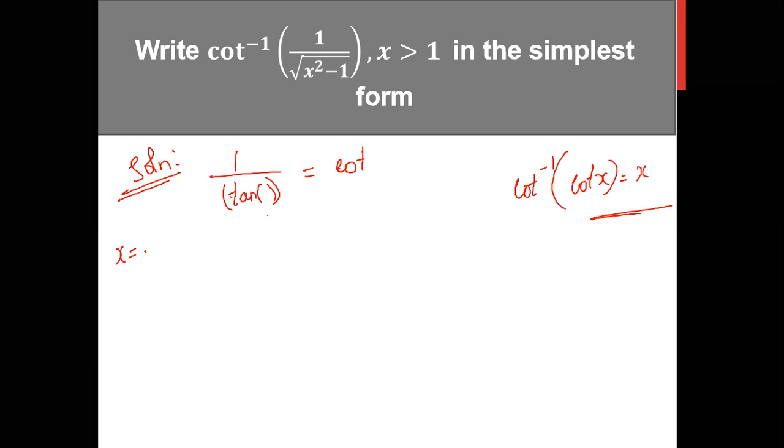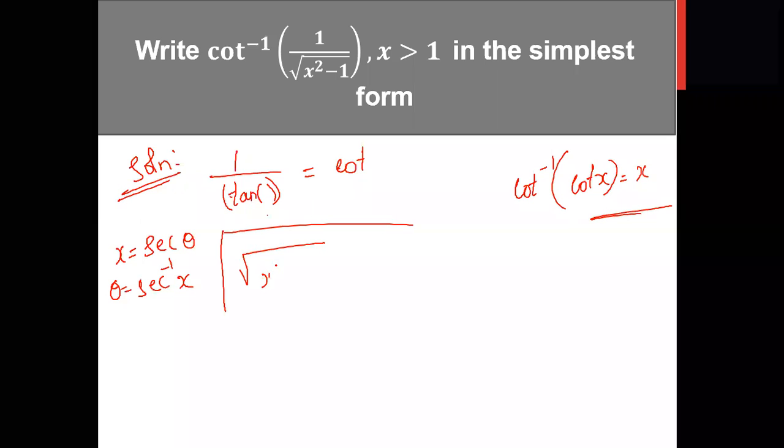So if I put x is equal to secant theta, then theta is secant inverse x. Now consider the denominator. In the denominator we have square root of x square minus 1. Since I have taken x as secant theta, it is square root of secant square theta minus 1. So what is secant square theta minus 1?